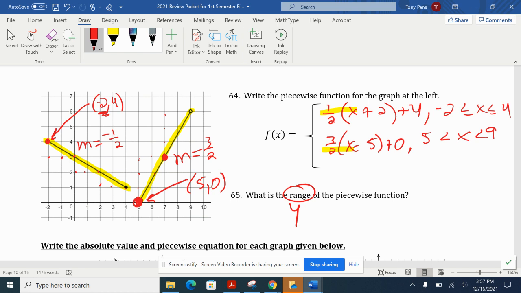Range. These, again, are your y values. So the smallest y value that this graph hits, let me clean this up real quick.